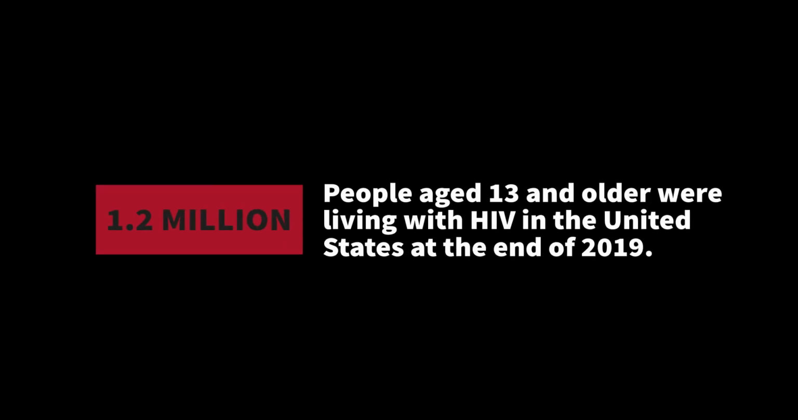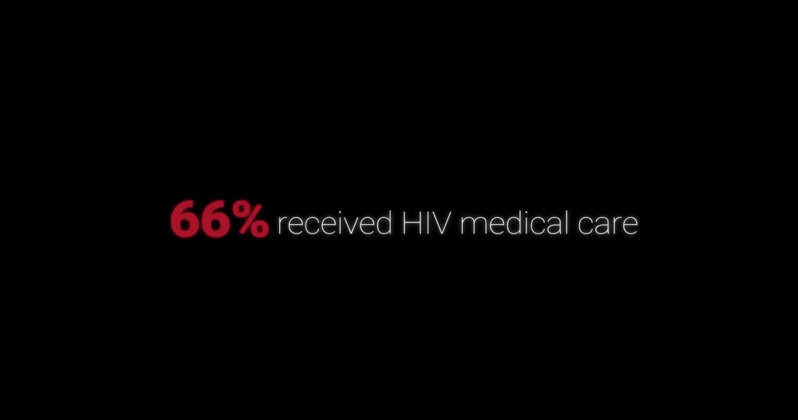What the continuum looks like today. CDC data from May 2021 states an estimated 1.2 million people aged 13 and older were living with HIV in the United States at the end of 2019. Of those 1.2 million people, an estimated 87% were diagnosed. Approximately 66% had received HIV medical care. Approximately 50% were retained in care. An estimated 57% had achieved viral suppression.